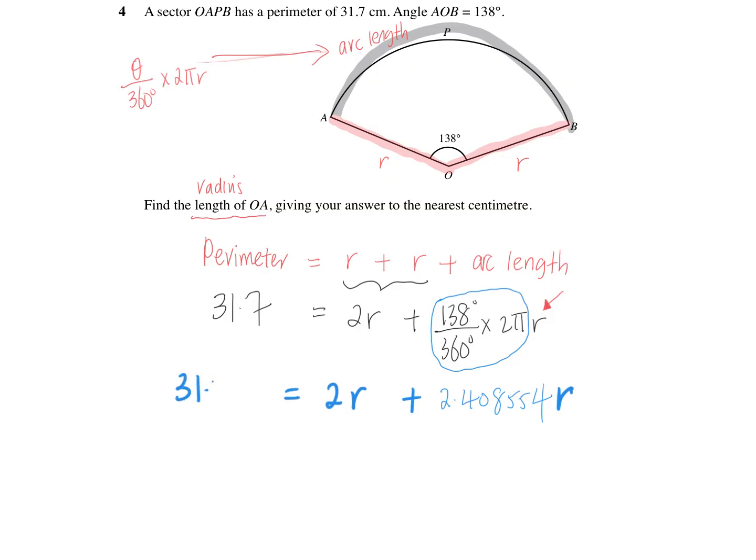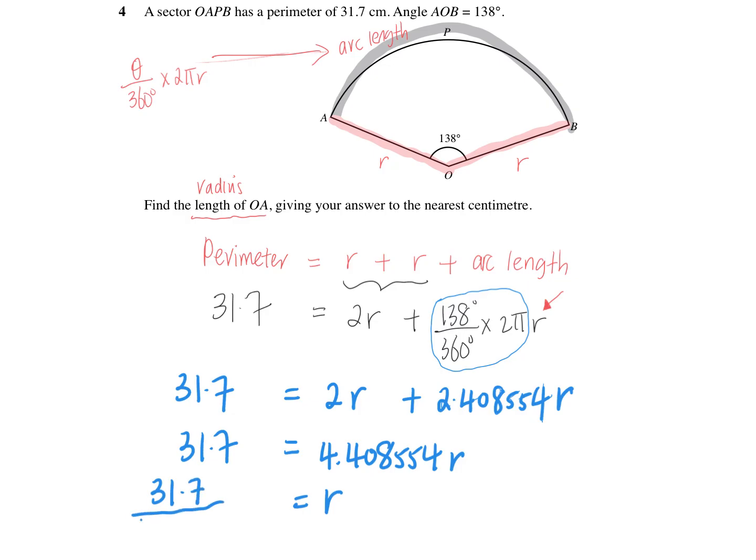So these two you can add up. They are all R's, right? So it's actually 4.408554R when you add them up. So you times 3. No, why you times 3? What times 3? No, divide by. Yeah, so to find R, you divide this whole thing by the 4.408.